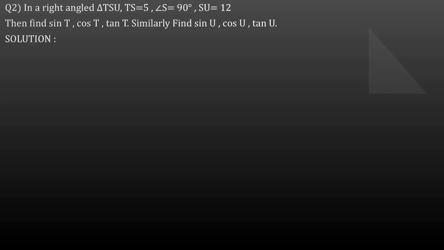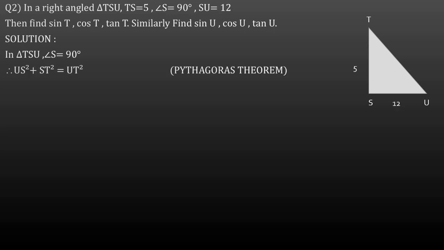So let us begin. Before we solve this sum, let us draw a right angle triangle and name it as TSU. Now in triangle TSU, angle S is 90 degree. The values which are given in the question, let us put those values. Now TS is 5, SU is given, that is 12. We have to find the measure of the third side. Before finding the values of all these trigonometric ratios, we need to find the value of the third side.